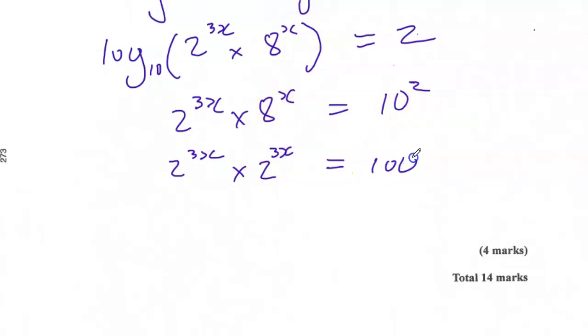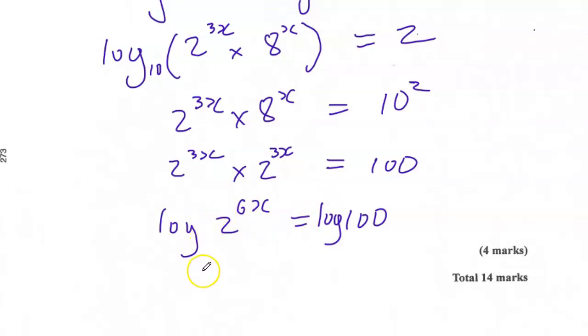10 squared is 100. So this becomes 2 to the power of 3x, and we add the same base 2, so we can add the powers, 3x plus 3x. That's 6x equal to 100. And now we can log both sides. So if we log both sides, we end up with 6x log 2 equal to log 100, which is log 100 base 10, that's 2. So 6x log 2 equals 2.